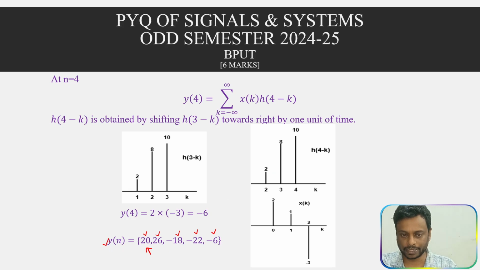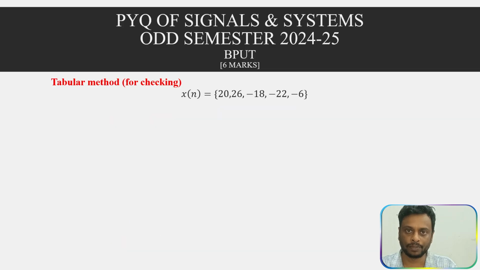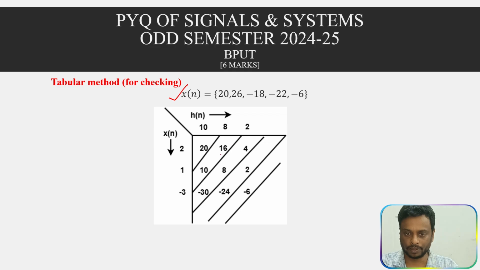So let us check this by the tabular method. This is the result we have got. So you can write down here h of n, and you can write down here the value of x of n. Next, you can multiply.